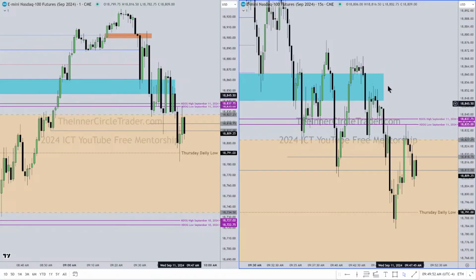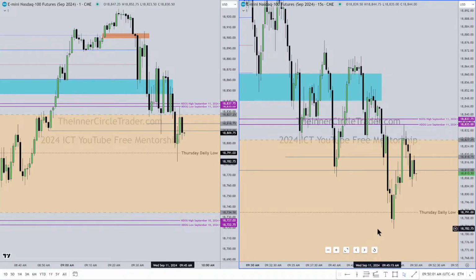Buy side would be on the other side of this balanced price range, which would be right here. So this would be your minor buy side and your minor sell side. That's the pool of liquidity that matters, not your book max stuff.